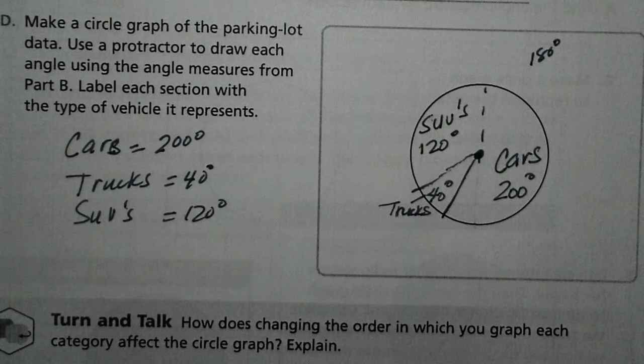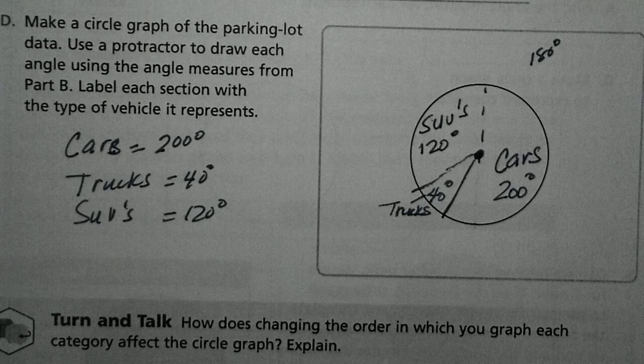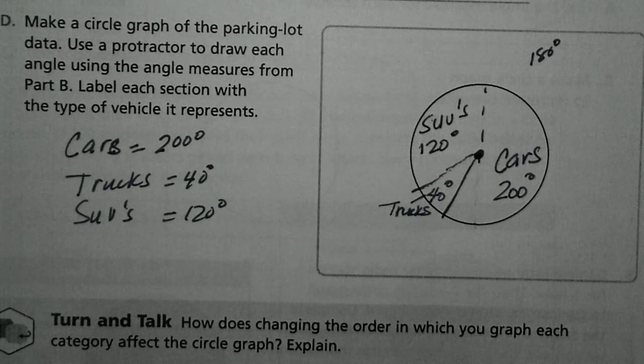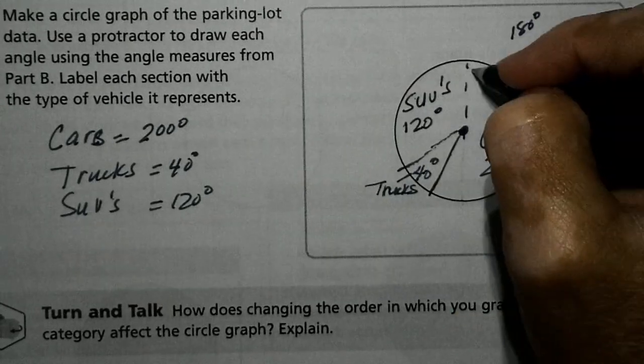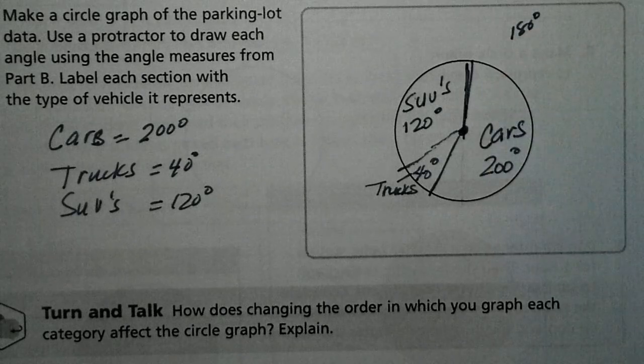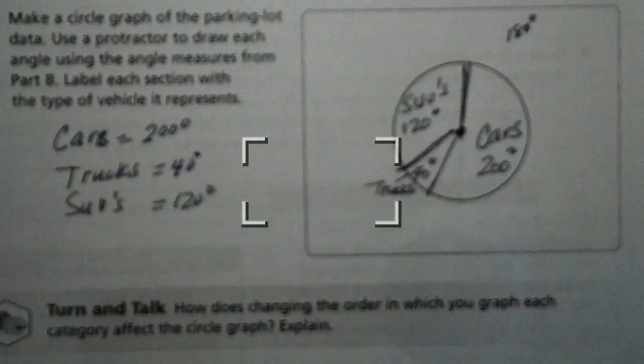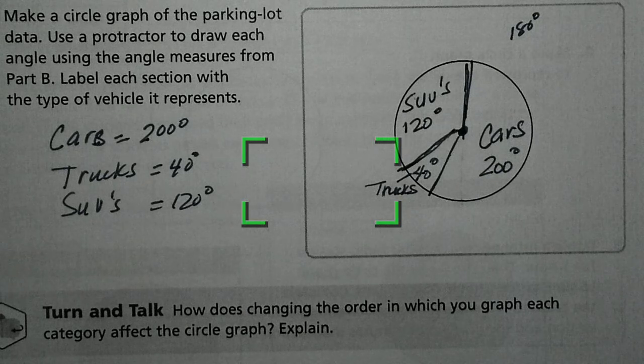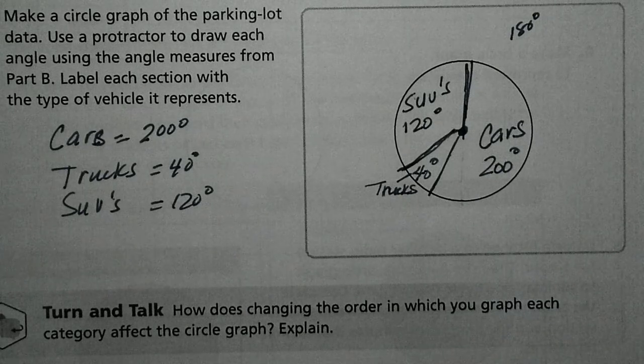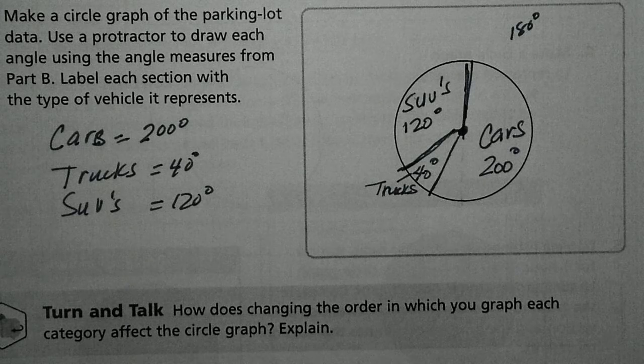You could also finish the dotted line between SUVs and cars. Yes. If I wanted to, yes. So now I can make that a solid line. Yep, absolutely. Okay? So that's how we would kind of use some logic to figure out what they would be.